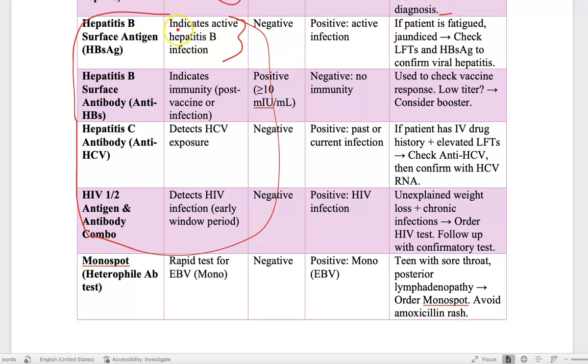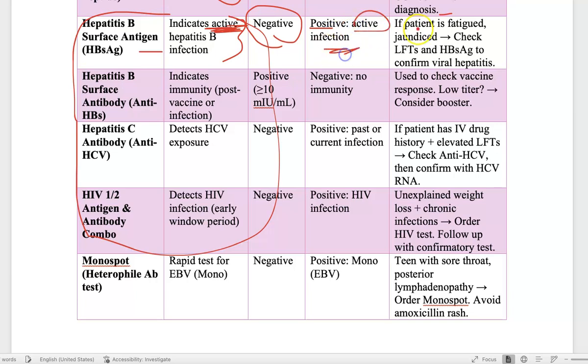So hepatitis B surface antigen means there is an active what? Hepatitis B, just like we discussed earlier when I tried to bring it through my clinical simulation as I was drawing online, and I hope you were able to capture that. We want this to be negative. If it is positive, something is fishy.